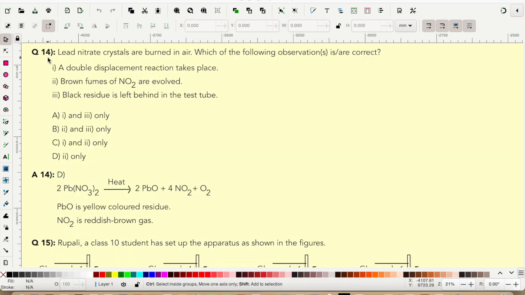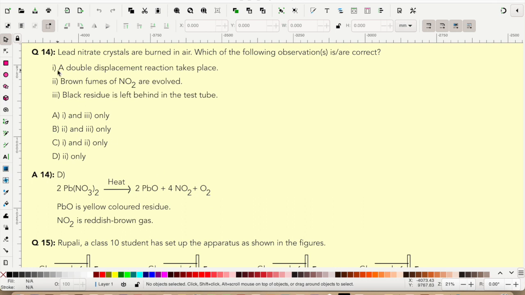Question number 14. Lead nitrate crystals are burned in air. Which of the following observations are correct? First one is a double displacement reaction takes place. Second one is brown fumes of NO2 are evolved. Third one is black residue is left behind in the test tube. Let us write the chemical equation first. The chemical equation is 2Pb(NO3)2 decomposes to 2PbO plus 4NO2 plus O2.